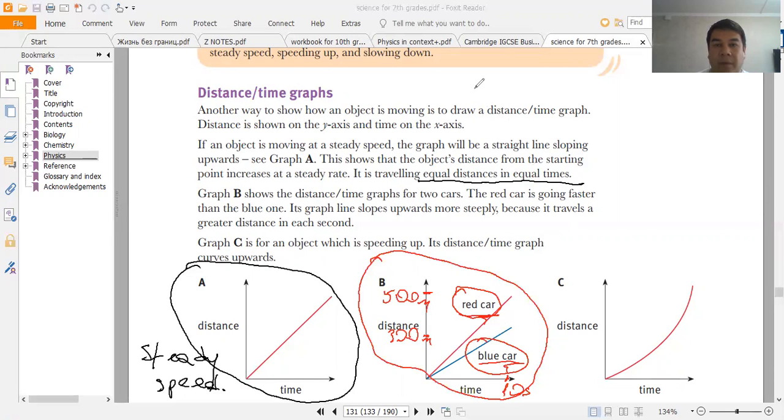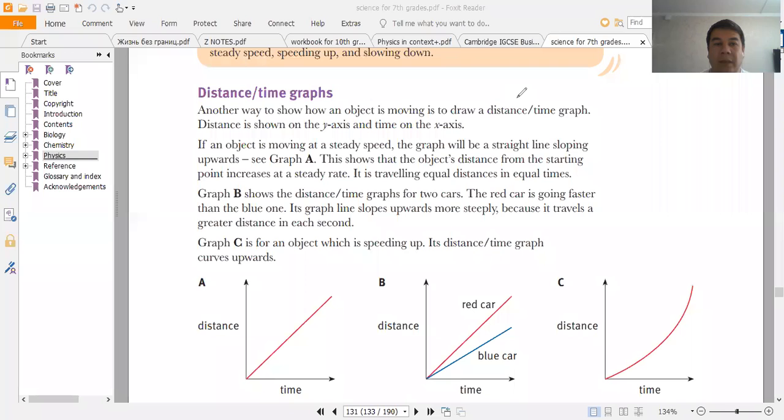So if we look at graph C here, everybody please look around. Graph C is for an object which is speeding up, its distance-time graph curving upward. So it's speeding up. It means the speed in graph C is not constant. It goes up and up. Then let's see what we have next about this topic.